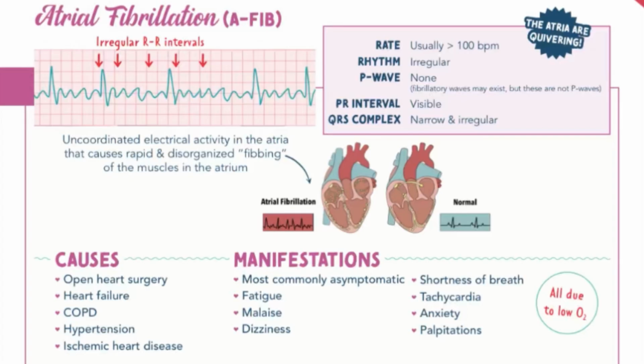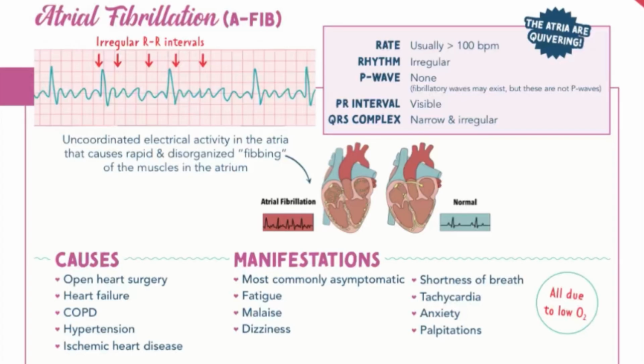The PR interval is not visible, only QRS complexes are visible, no P wave here. The P wave is sometimes present and sometimes not. There is uncoordinated electrical activity in the atria that causes rapid and disorganized fibrillation of the muscles in the atrium. The atria are basically not contracting properly, and the blood circulating in the atria can lead to clot formation. So it is very important in atrial fibrillation questions to ask: what is the anticoagulant given in that?